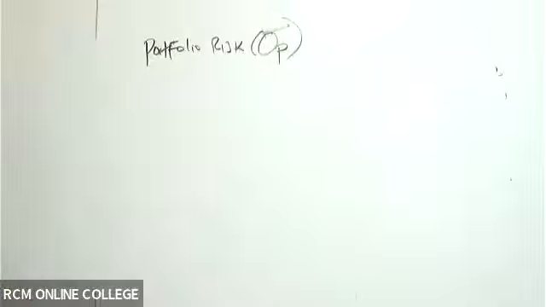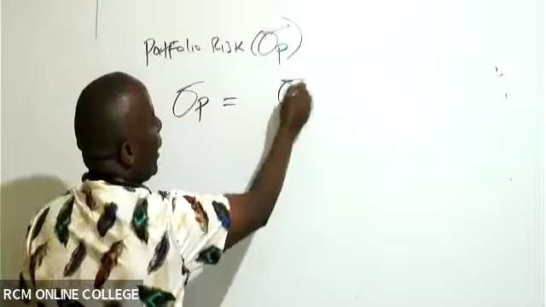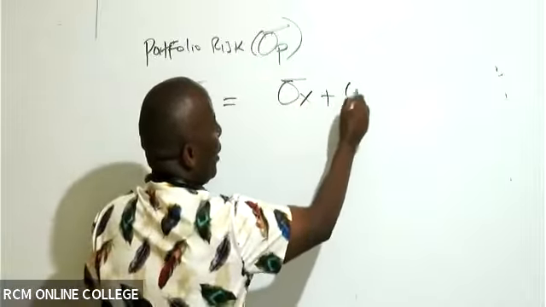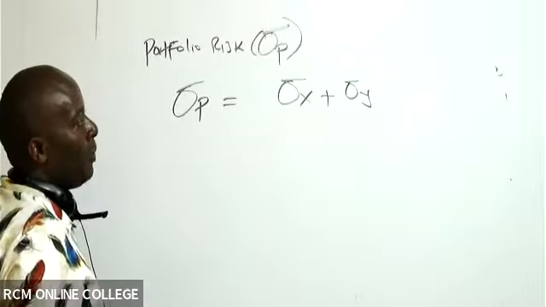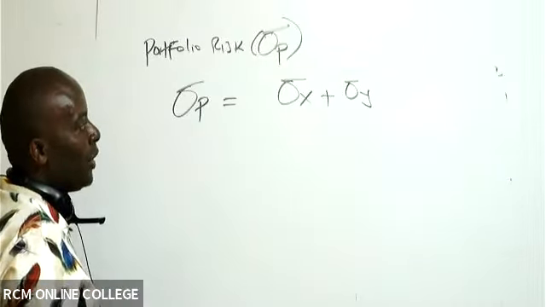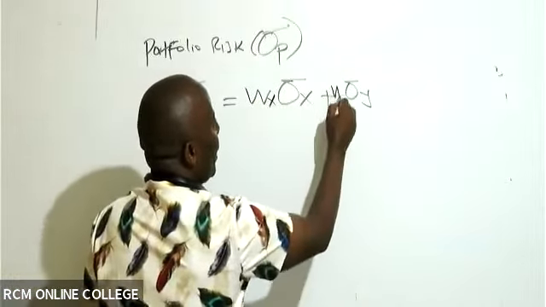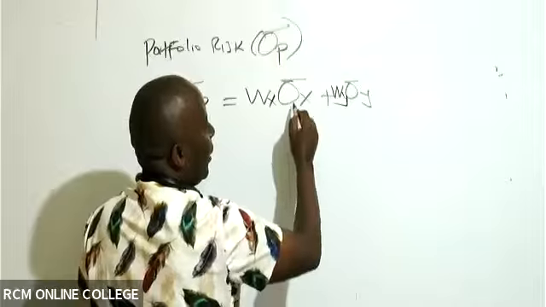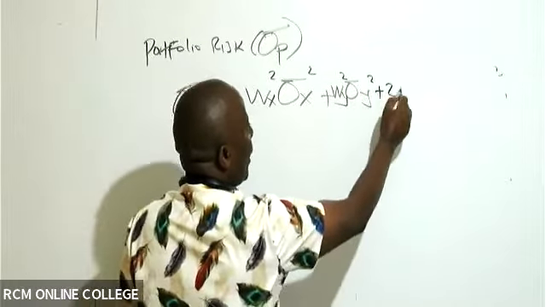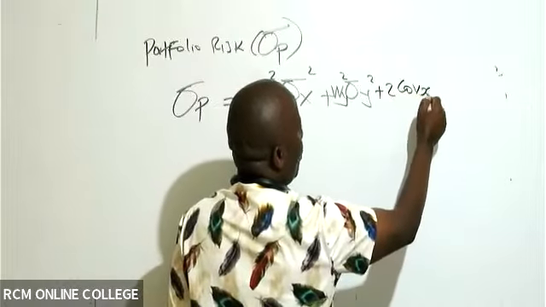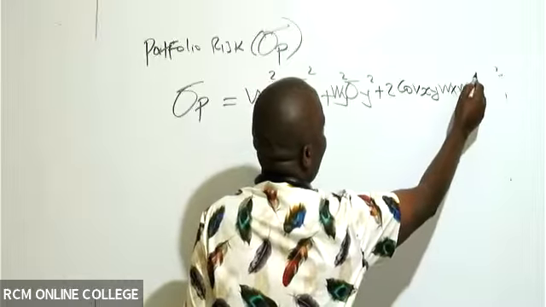And this standard deviation of the portfolio, how do I get it? I know that in a portfolio I'm combining two standard deviations here. But now remember, it has to be weighted. So we have weight X, weight Y, and each of these must be squared, plus twice the covariance between XY, weight X, weight Y, like that.